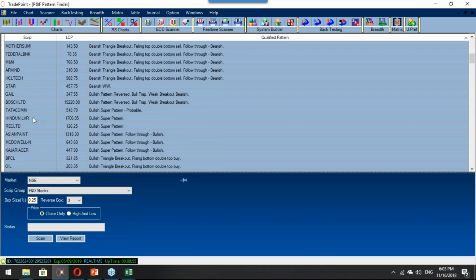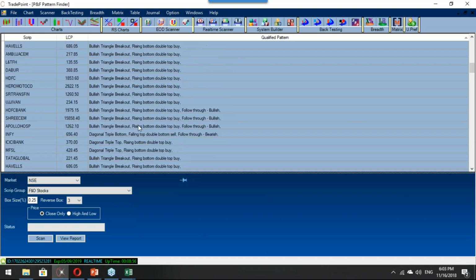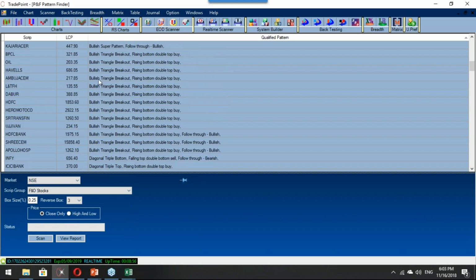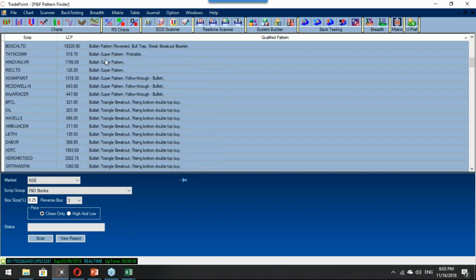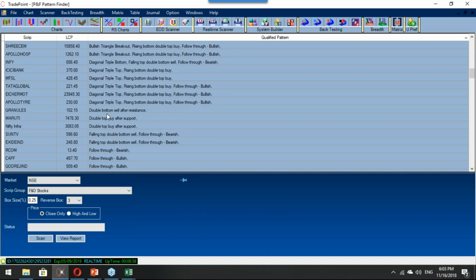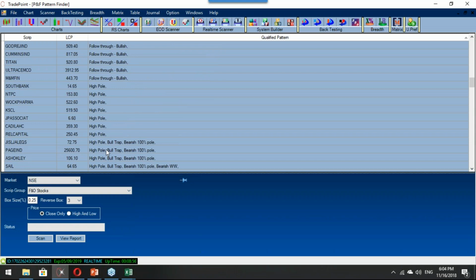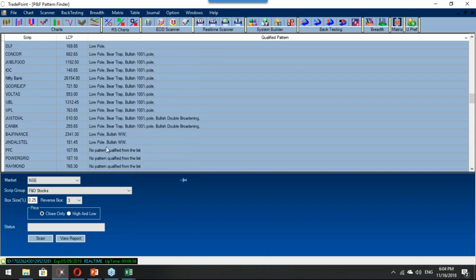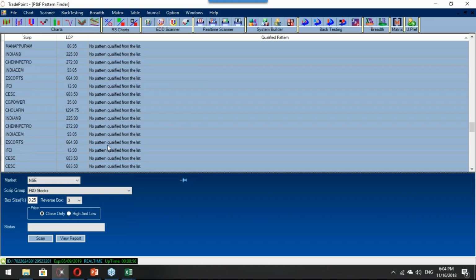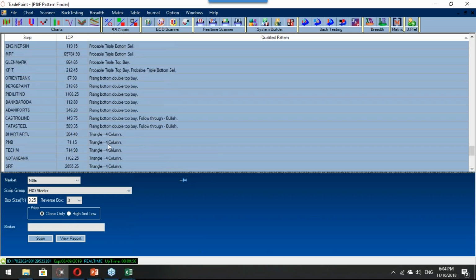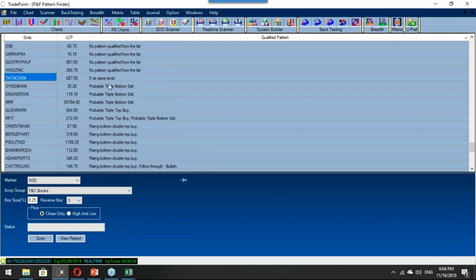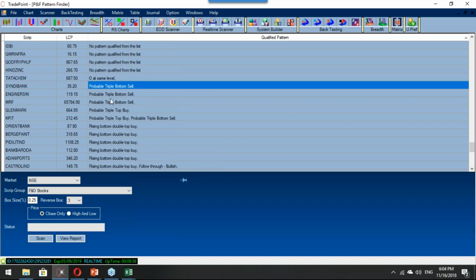So a bullish super pattern. I'll not be interested in bullish super pattern because the buy signal has already been triggered. So it's not something that I'll be very interested in. Probable super pattern is something that I'll be interested in definitely. So probable super pattern. Again, a probable triple bottom sell and triple top buy are candidates again you can focus on.